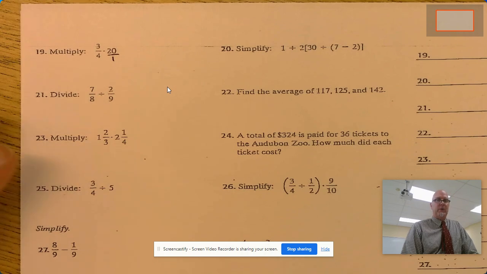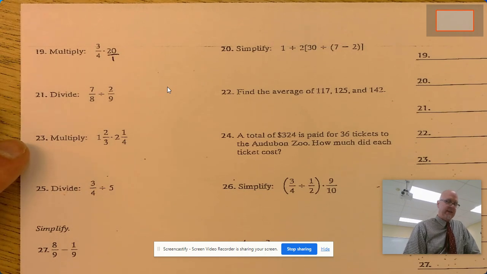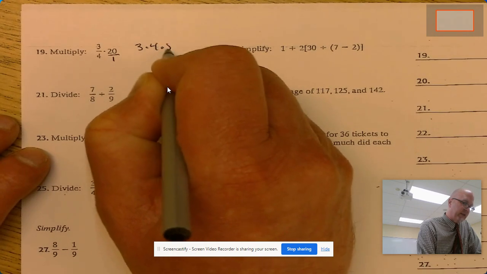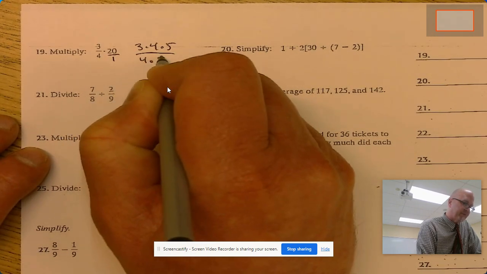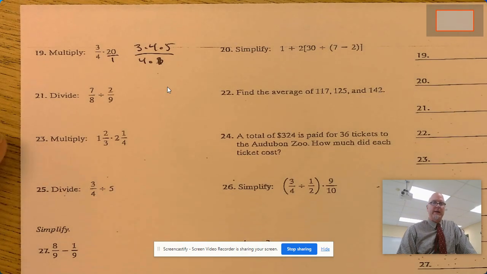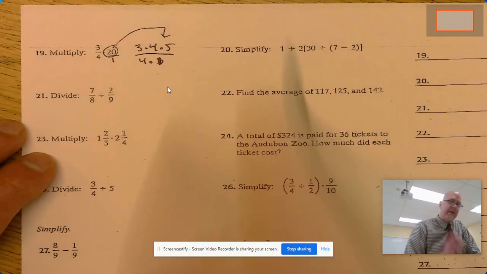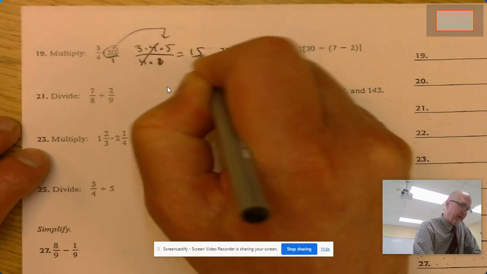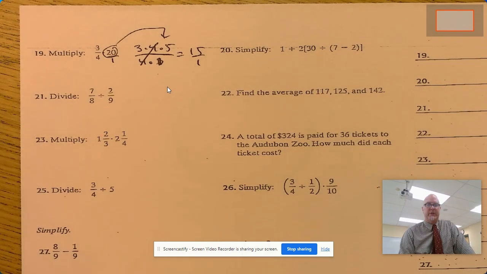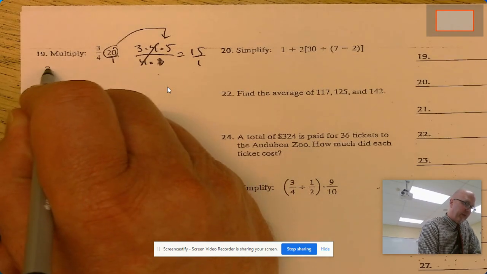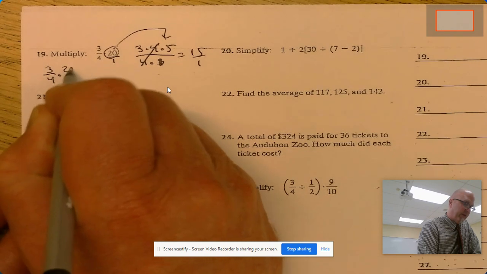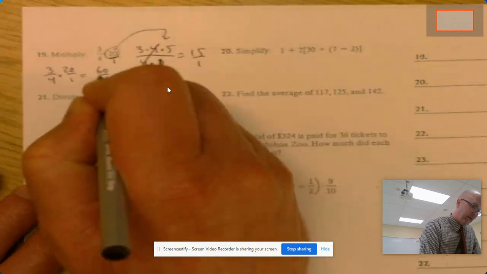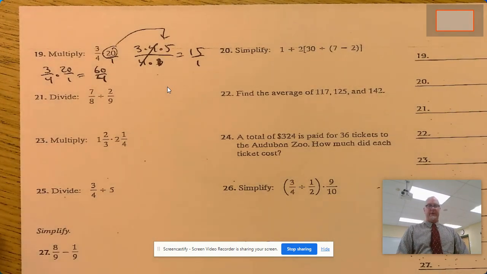I'm going to change this to 20 over 1 because a fraction times a fraction, I need that. And I would multiply 3 times 20, but I'm going to change 20 to 4 times 5, because I know that 20 is equal to 4 times 5. And the reason I'm changing it to 4 times 5 is that these 4's will cancel out, and I will be left with 15 over 1, which is just 15. Another way of looking at this is you're going to do 3 over 4 times 20 over 1. You're going to get 60 over 4, and then you can use your calculator to get the answer of 15.